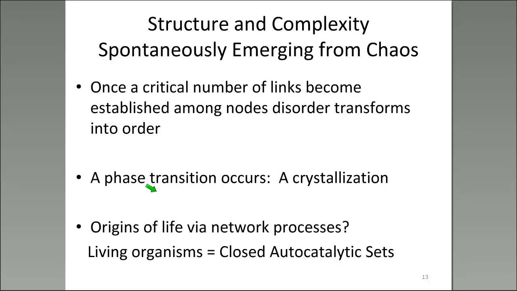Structure and complexity spontaneously emerge from chaos. Once a critical number of links become established among nodes, disorder transforms into order. This is really a rapid transition that occurs. It's referred to as a phase transition. So in other words, it's similar to crystallization. The network becomes crystallized once you reach that critical level of links.